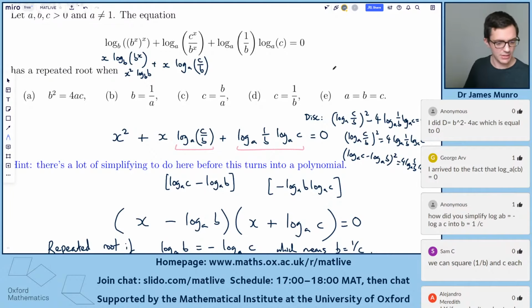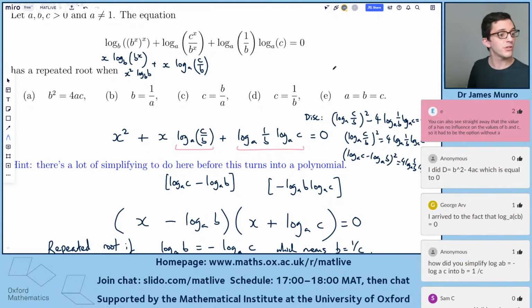Okay, cool. Have I missed anything important? You can see straight away the value of A has no influence on the values of B and C. So it has to be the option without A. Ooh, that's quite a deep observation, isn't it?